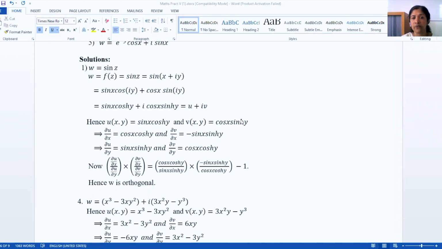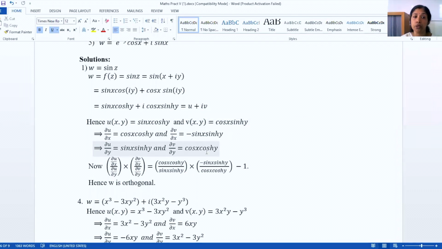With respect to x, we keep y constant. So we get the derivative of cos x as minus sin x, and sin hy. When we differentiate v with respect to y partially, we keep cos x as a constant. Remember that the derivatives of the hyperbolic functions sin hy and cos hy are positive: the derivative of sin hy is cos hy and the derivative of cos hy is sin hy. So the partial derivative of v with respect to y will be cos x, and sin hy's derivative will be cos hy.